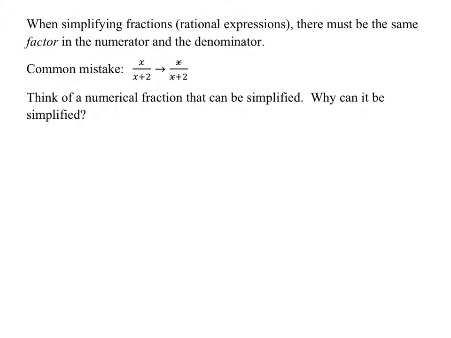So first, let me ask you this question. Why is that a mistake? Take a look at the common mistake: x over x plus 2. Why can't I just cancel the x's? Why not? Because x plus 2 is its own number, its own group. If x was 1, you can't cancel it because 1 would be 3.